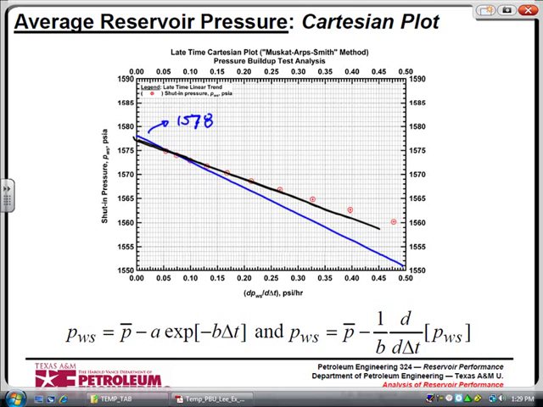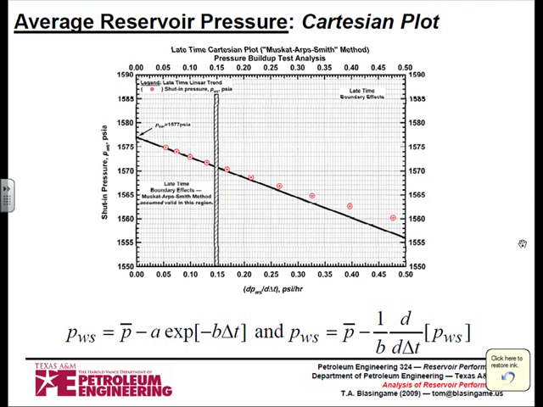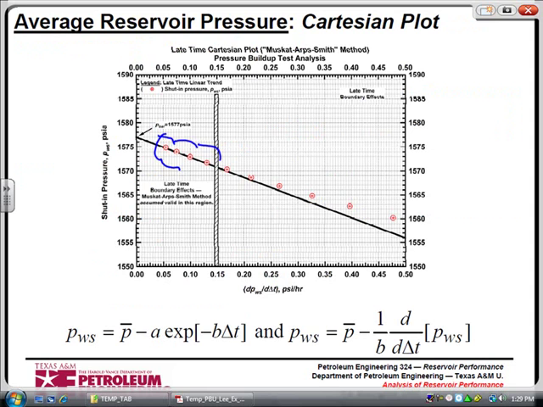Basically the same. I like it better now that I've seen the line drawn. I will make you an unprecedented guarantee: you will see this again shortly. And here is the answer. So the straight line passes through the last 4 points, and the extrapolation gives us the value for the average reservoir pressure.